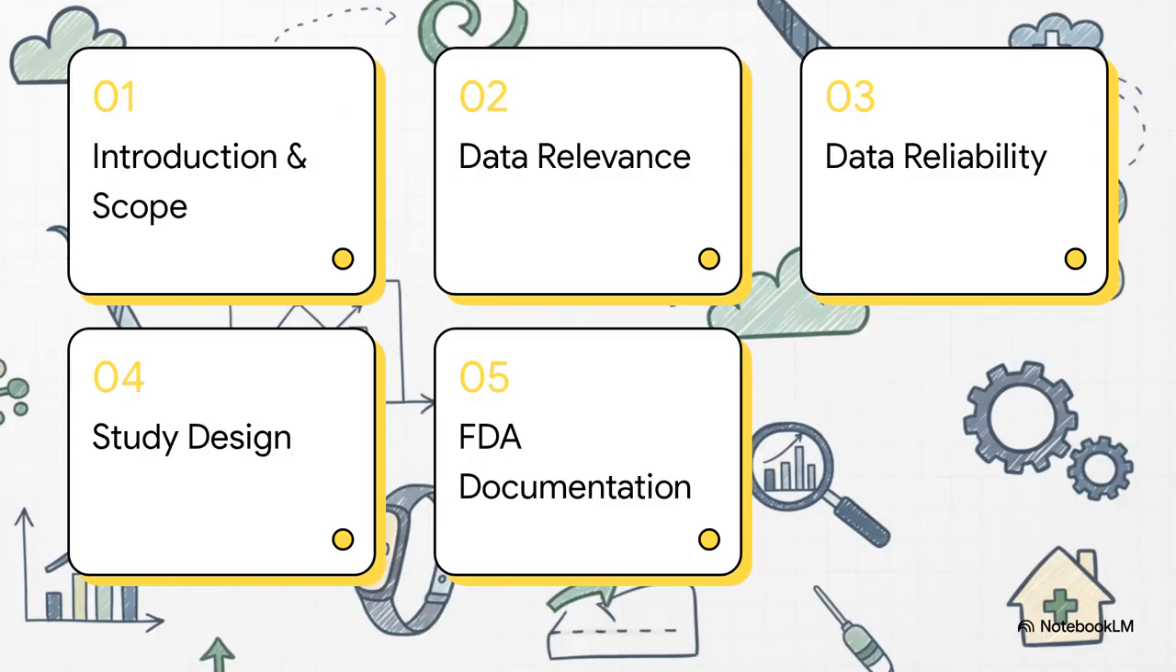All right, so here's our game plan. We're going to start with the introduction and scope to get our bearings. Then, we'll walk through the absolute core of the FDA's framework. First, we'll talk about assessing data relevance, and then data reliability. Once we have that foundation, we'll get into the specifics of study design and wrap up with the practical side of things, how to document your submission for the FDA. This structure really mirrors how the agency wants you to think about and build your case.